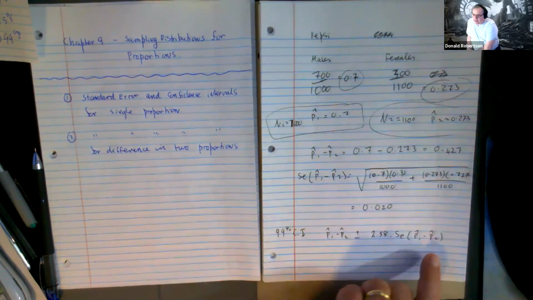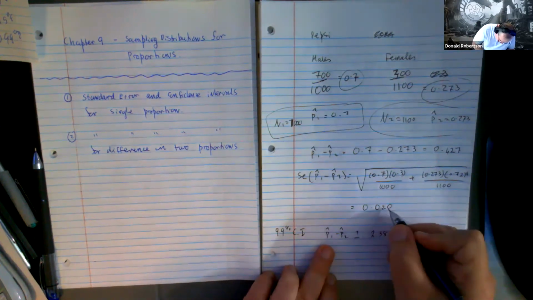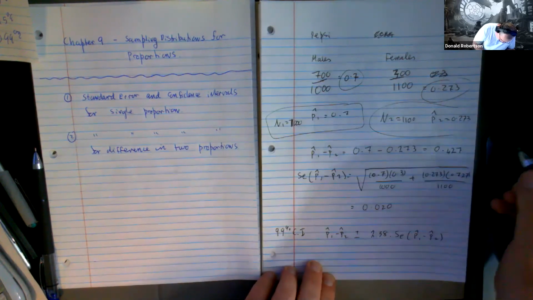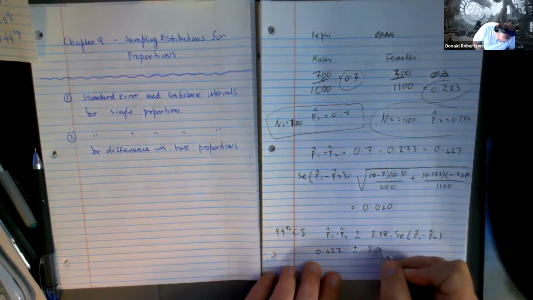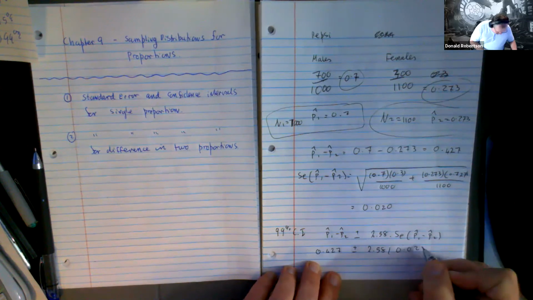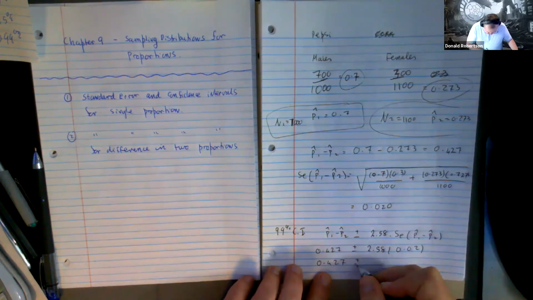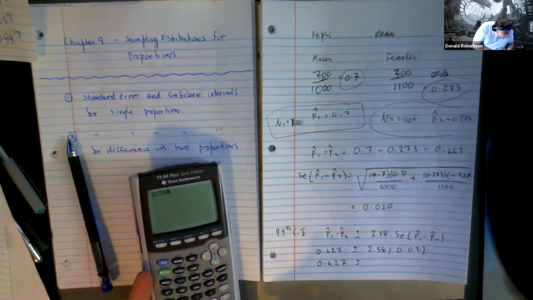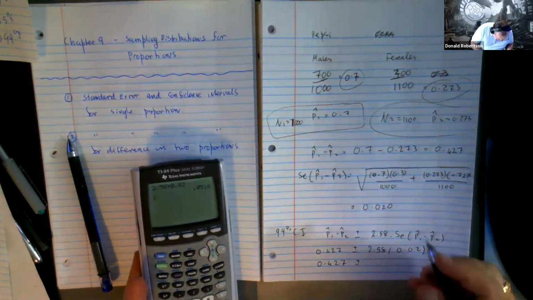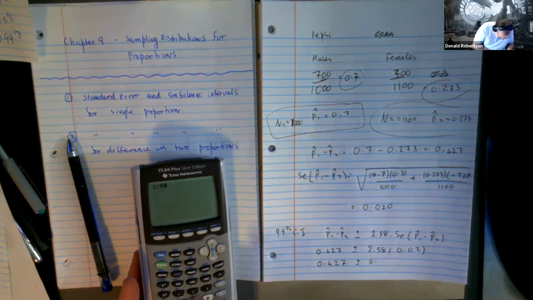Are we comfortable with that? Okay, so take away, blah, blah, blah. I've lost my guy. Where is it? Here it is. 0.427 plus or minus 2.58 times essentially that number. 0.427 plus or minus 2.58 times 0.02, which is plus or minus 0.052.